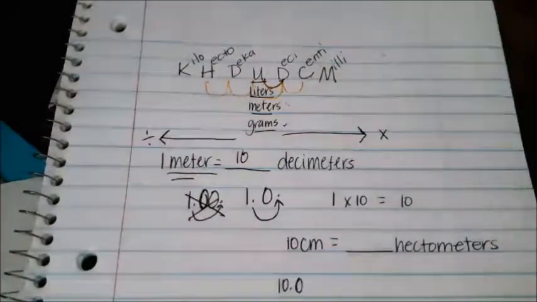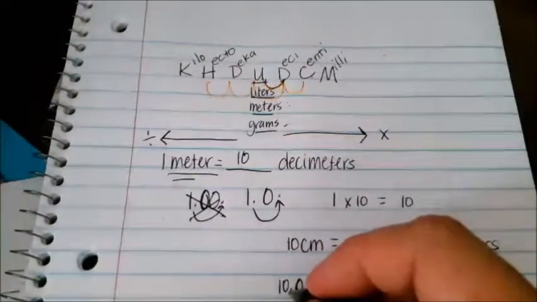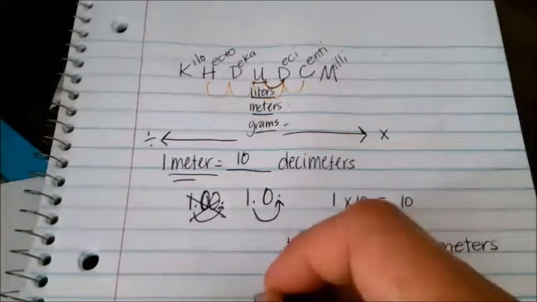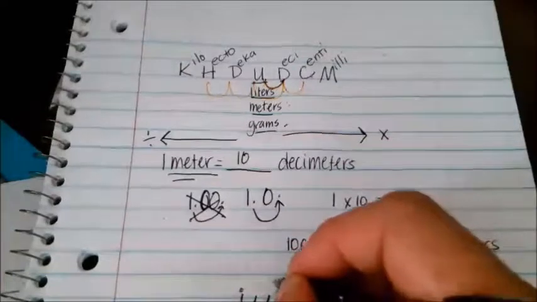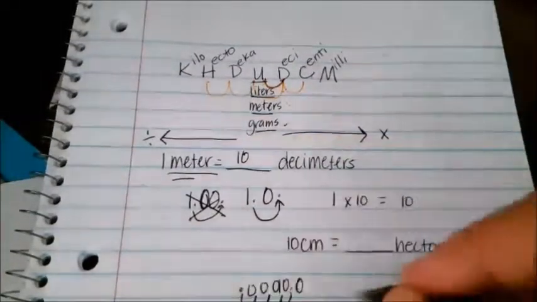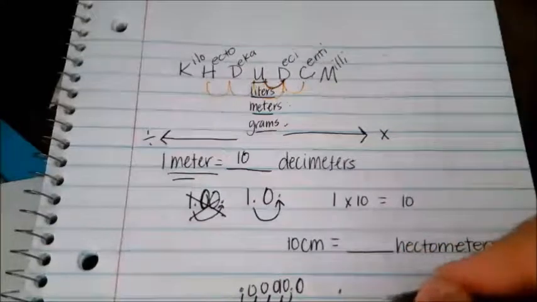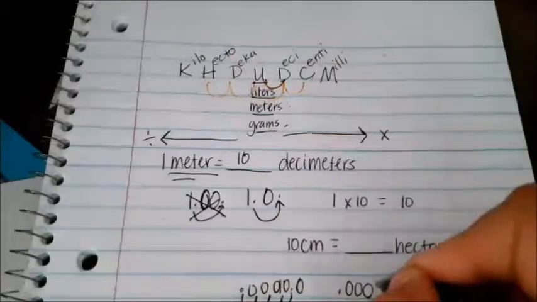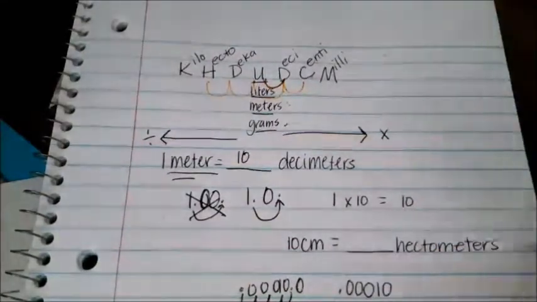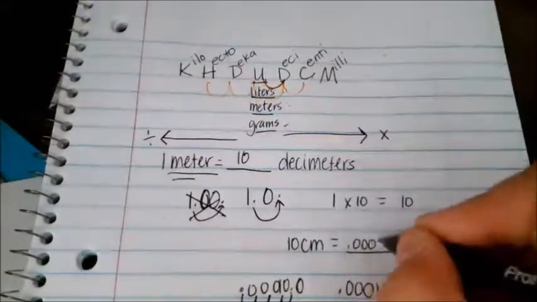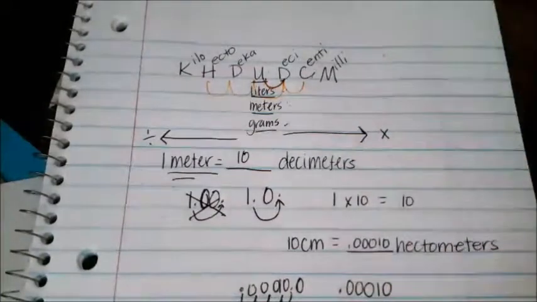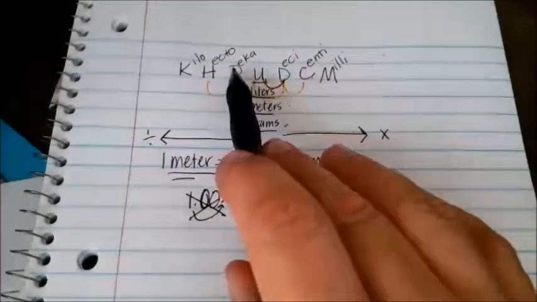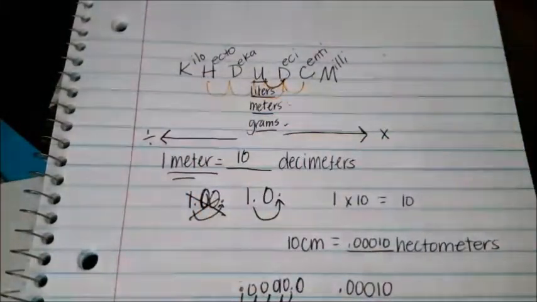So now, my decimal point is going to move back 4 spots. 1, 2, 3, 4. And that's my decimal point, and I put zeros. So I would rewrite this as decimal point, 0, 0, 0, 1, 0. And what we did there is we divided by 10, 100, 1,000, 10,000.